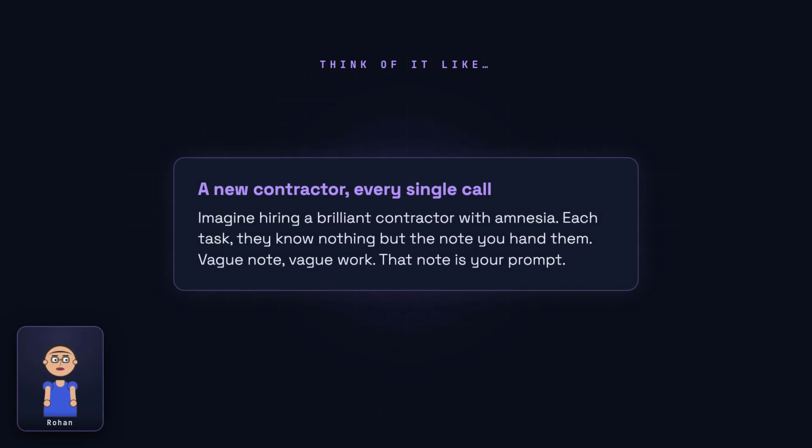Think of the model as a brilliant contractor with total amnesia. Every request they wake up fresh and know only what is written on the note you hand them. If the note is vague, the work is vague. If you forget the context, they cannot guess it. That note is your prompt, and it is the only thing steering them.